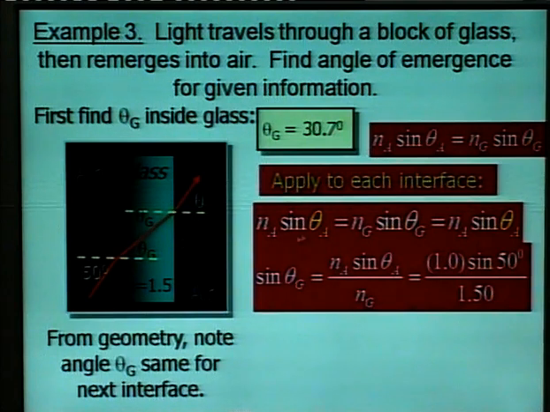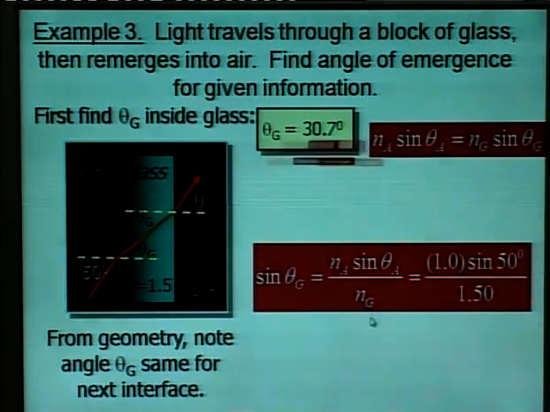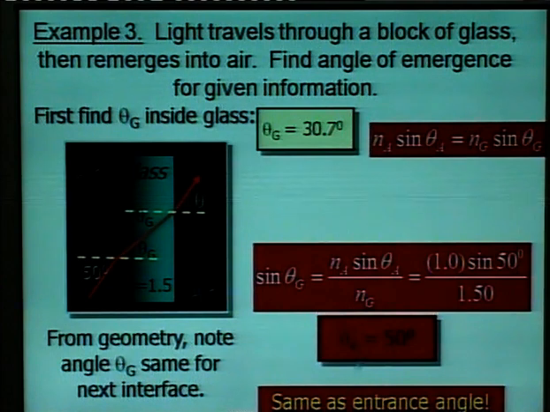So for the second interface, applying Snell's law, the angle of emergence will come out to be 50 degree. So just see, it is the same as the angle of incidence. So angle of incidence and angle of emergence are the same. So using Snell's law we have solved this problem. Snell's law will be applied to both the interfaces. First we will apply it on this interface, after that a second time on the second interface.